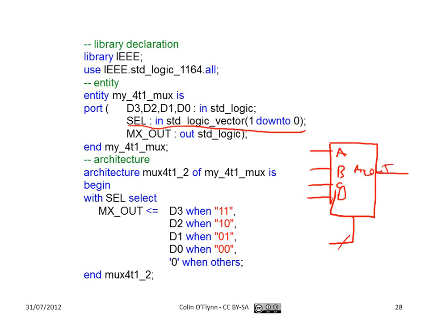So in this example, it says with SEL select. When SEL is 1-1, the output's D3. When it's 1-0, it's D2. When it's 0-1, it's D1. When it's 0-0, it's D0. And in any other case, it's just set to 0. It may seem crazy because there's two bits, so there are no other cases. But why they put this is mostly for simulation reasons, because if these were a high impedance state or some invalid state, it's telling the simulator to put it to 0. You don't really need to worry about that right now, though.